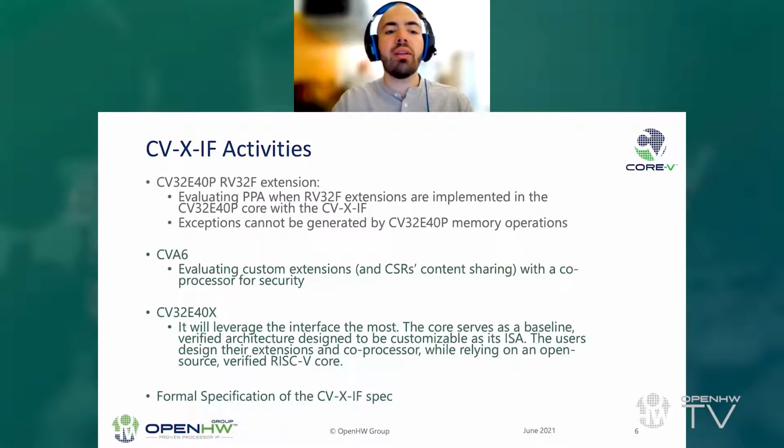So a user can use the CV32E40X core and rely on a verified RISC-V processor, and then design their own coprocessor that will then execute the custom extensions without spending all the time synchronizing their own version of the core with the mainline, as they can rely on the mainline without pushing any custom extensions to the OpenHW repositories.